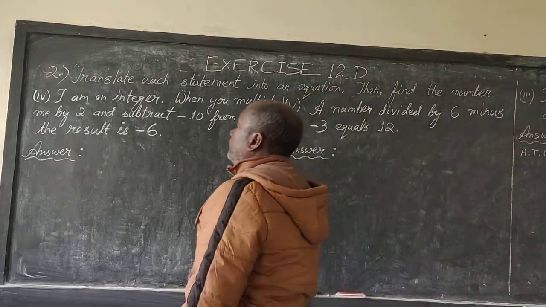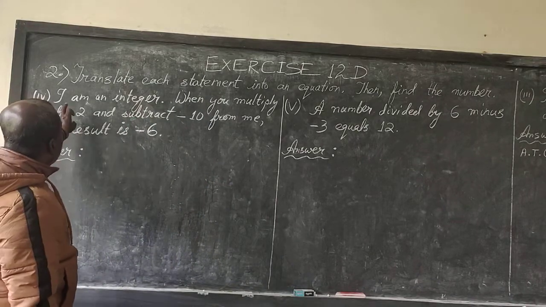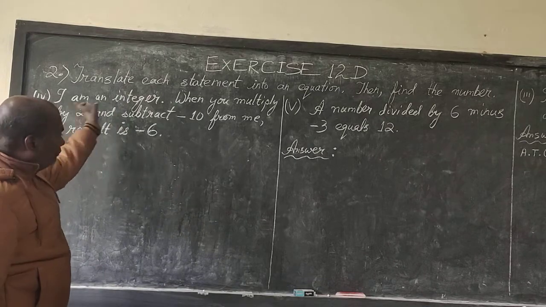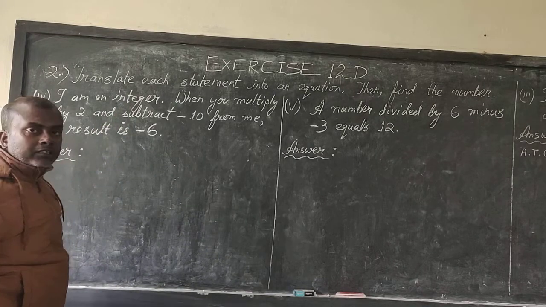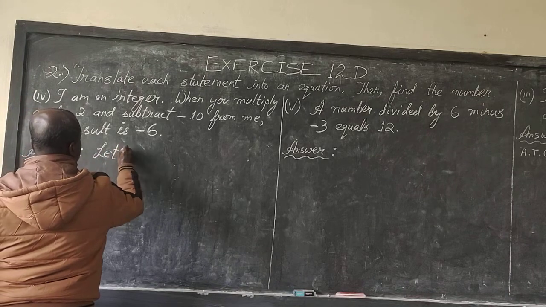Okay, part 4 of question number 2. Let us solve this one. I am an integer. What is the integer? We don't know. So before we read further, let's write this statement. Let the integer be x.